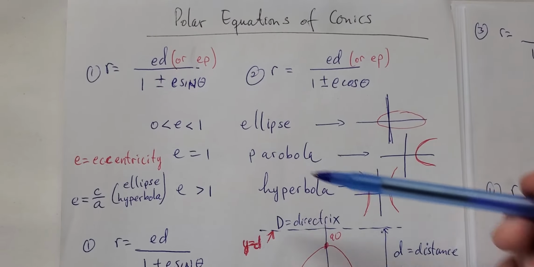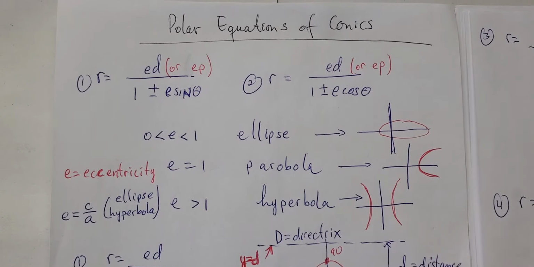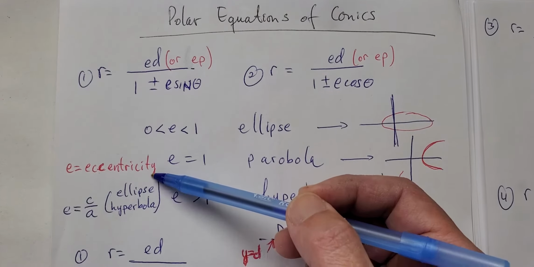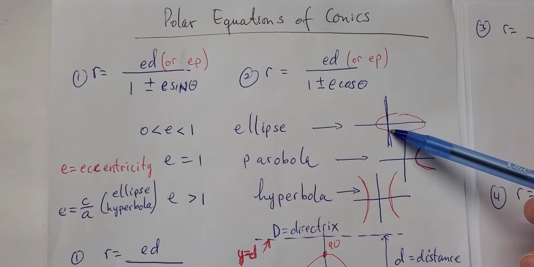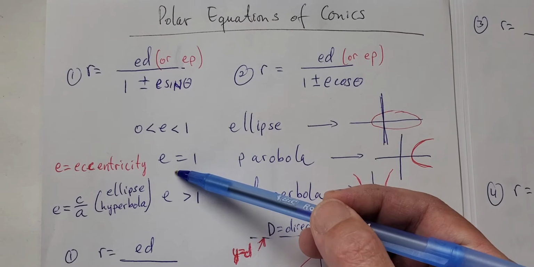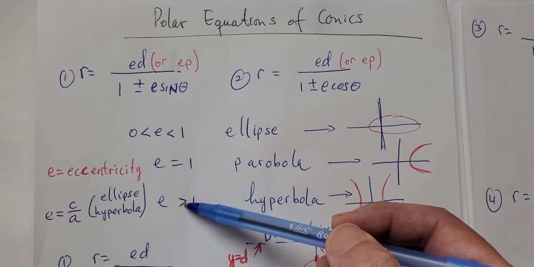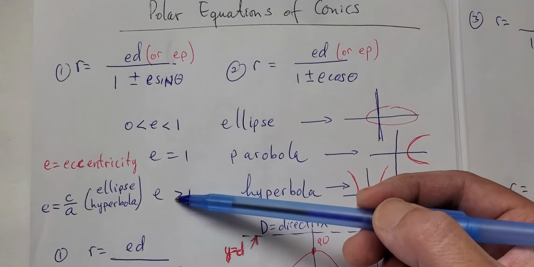So with polar equations of conics, these are the three things we have to worry about. E stands for eccentricity. If E is between 0 and 1, you have an ellipse. If E is equal to 1, you have a parabola. If E is greater than 1, you have a hyperbola. So be very careful with E.